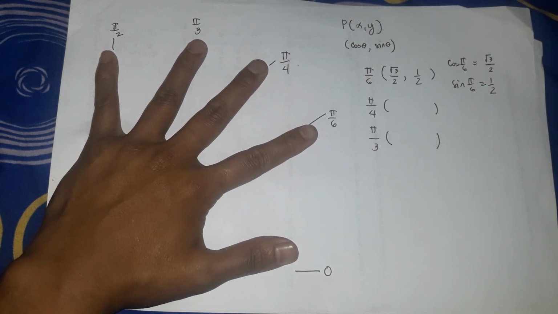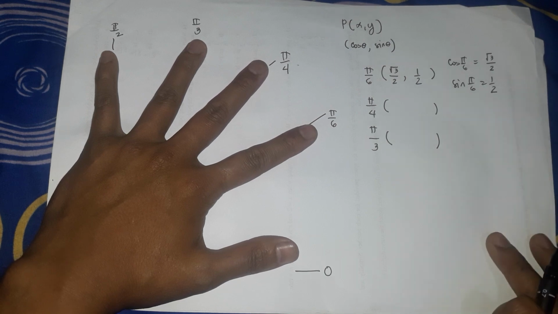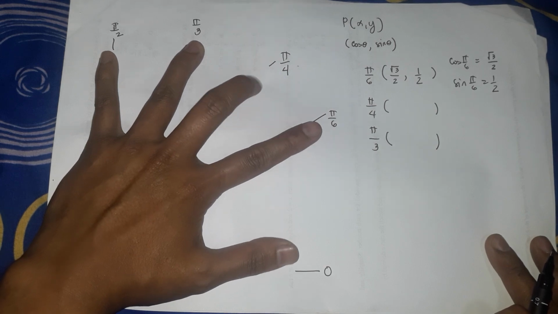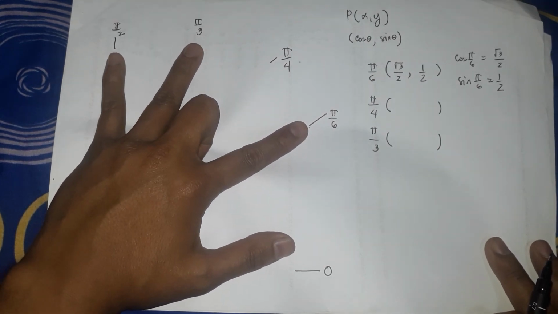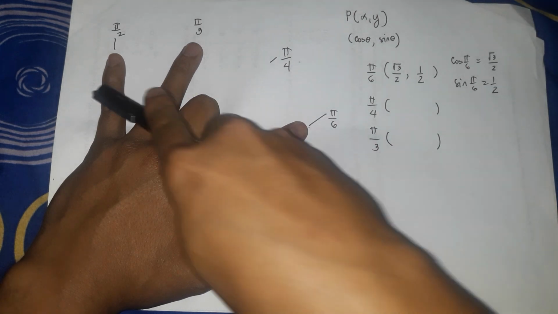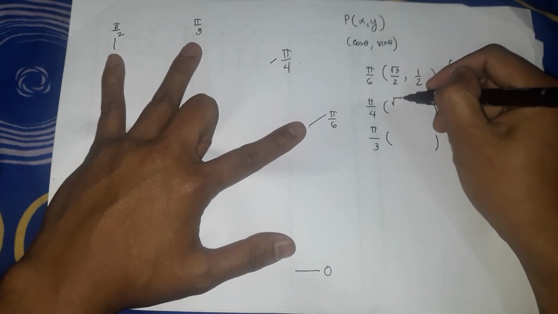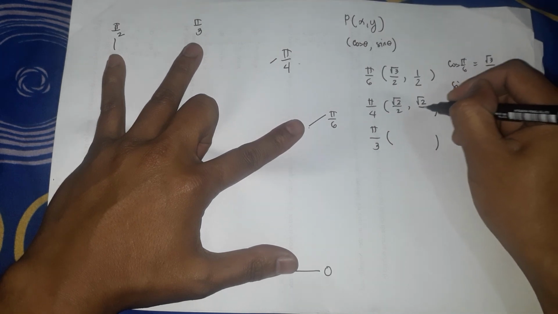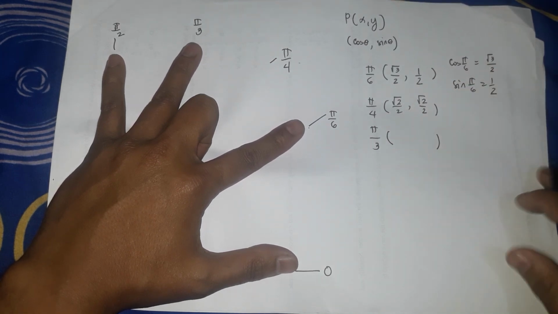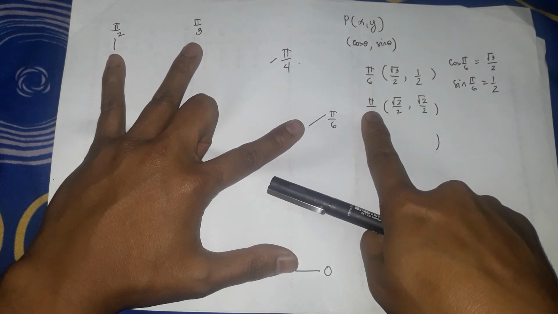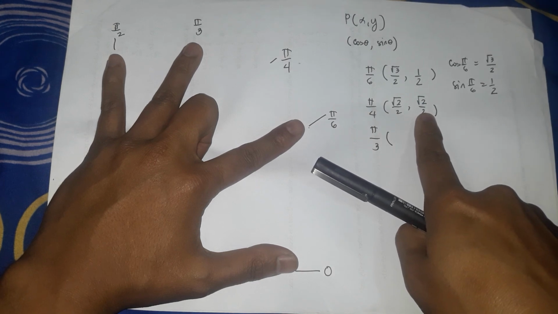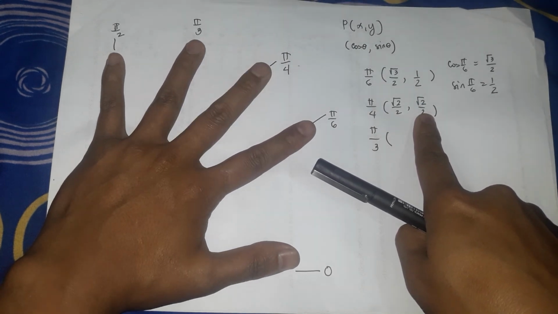Okay, let's proceed with pi over 4 or 45 degrees. 45 degrees, that's the middle finger, okay? And you will notice that there are 2 fingers on its left, 1, 2, and then you say it's square root of 2 over 2. And then on the right side, there are 2 fingers, 1, 2. Again, that's square root of 2 over 2. So cosine pi over 4 is square root of 2 over 2, and sine pi over 4 is square root of 2 over 2. Okay, that is your 45 degrees angle.